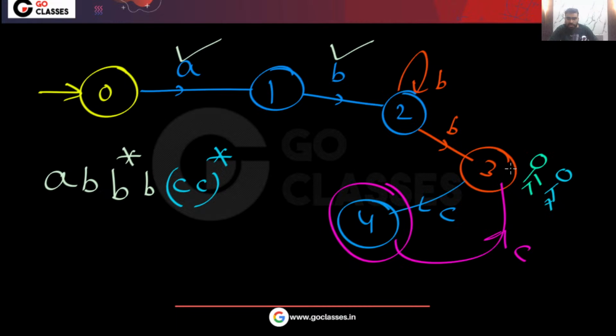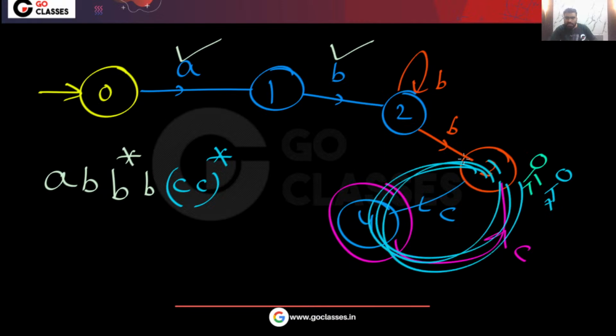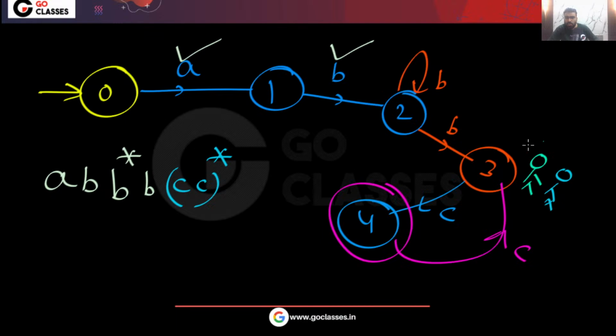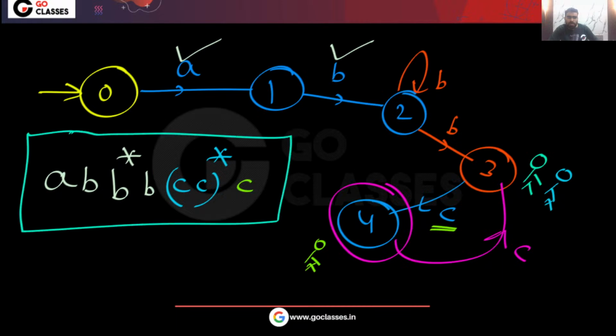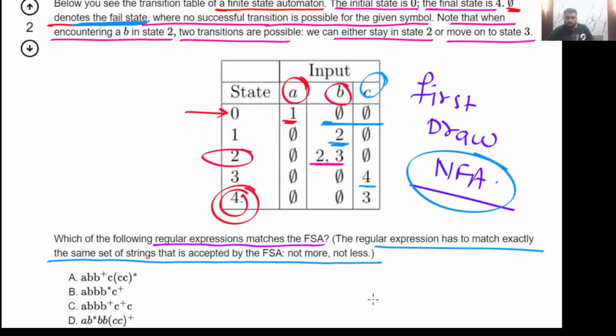Now you are in state number 3. In state number 3, you can read C, C, then C, C, like this. So you can easily see you will stay here. So (CC) whole star. Finally, if you want to go to the final state, then you can read one more C. So this will be your answer: A B B star B, C C whole star C. This will be your answer.